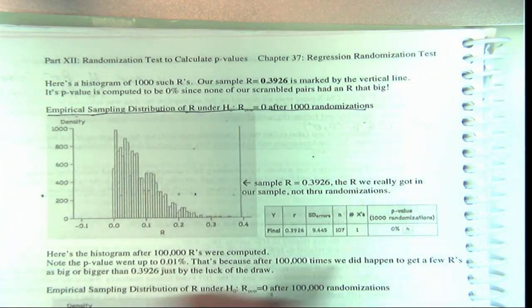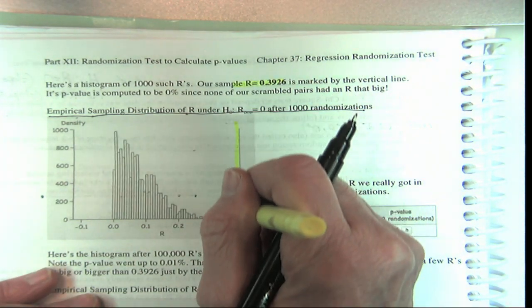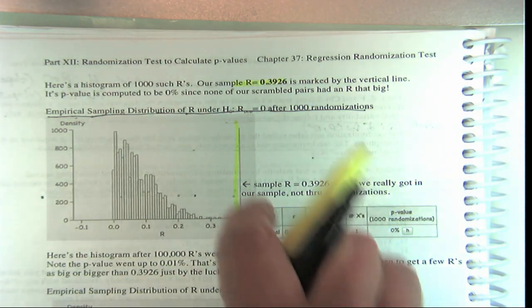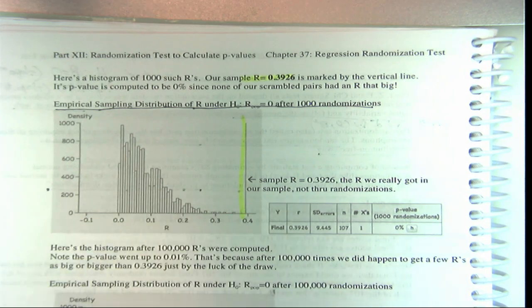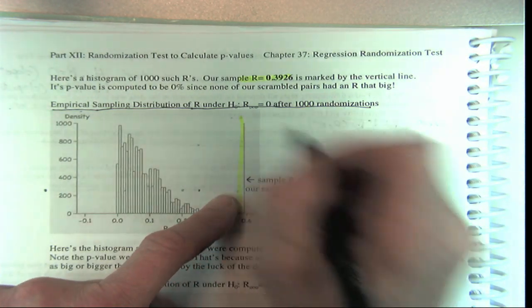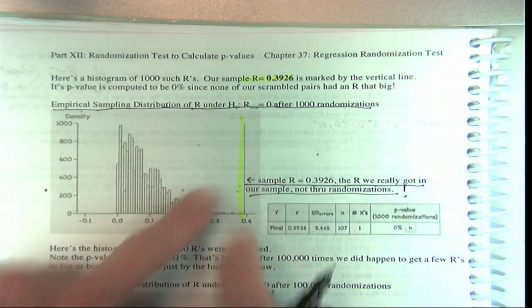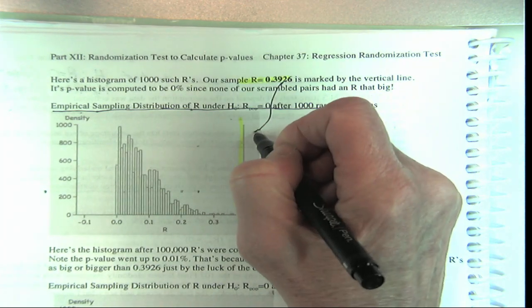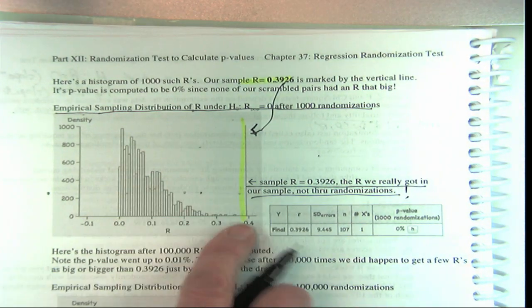And this right here was our actual sample. We didn't get this one by randomization. We just want to know how different it is from the ones we get by scrambling. So this is the one we really got, not through randomizations. And we're saying, hey, does it fit in with the other randomizations or does it look different?